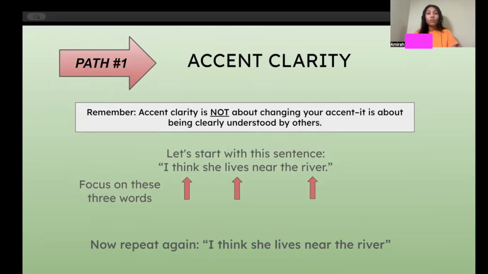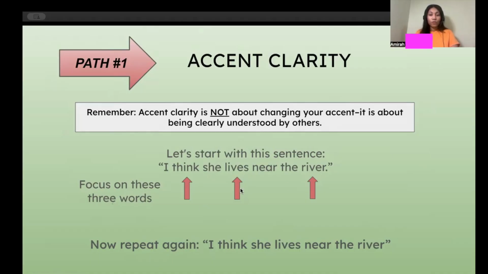They don't want to deal with the frustration of having to repeat themselves or feel embarrassed because they're not able to communicate well, even in the same language, or they're not able to be understood. And that could be very frustrating, and that could be very discouraging for those who want to learn English. So we're starting off with our example sentence here. I think she lives near the river.